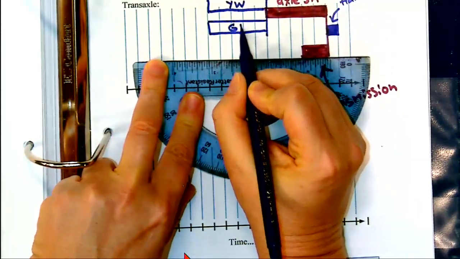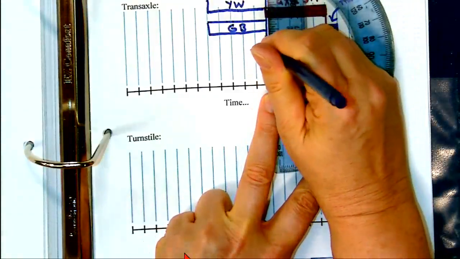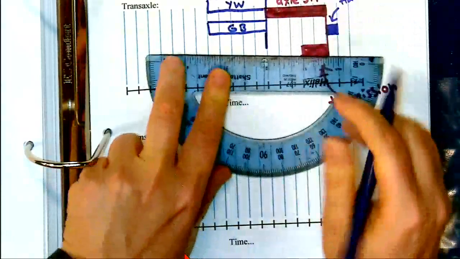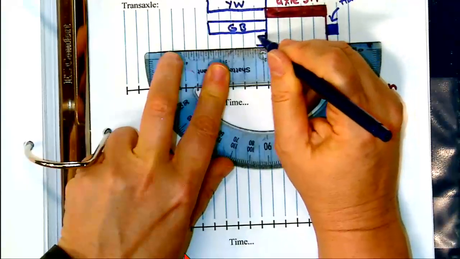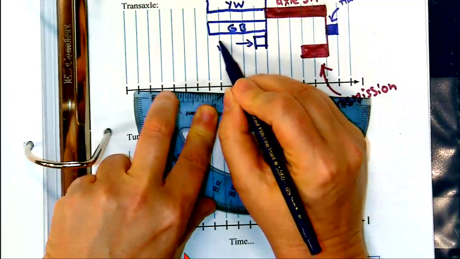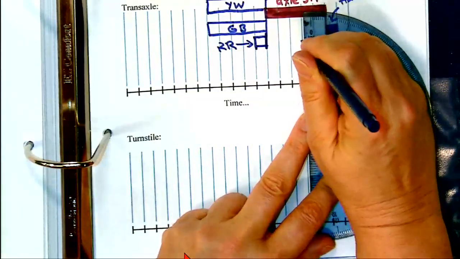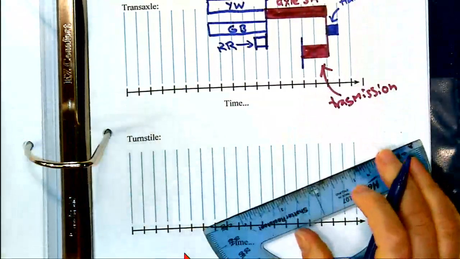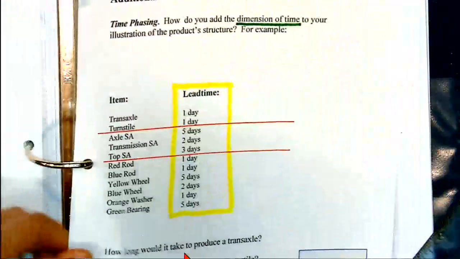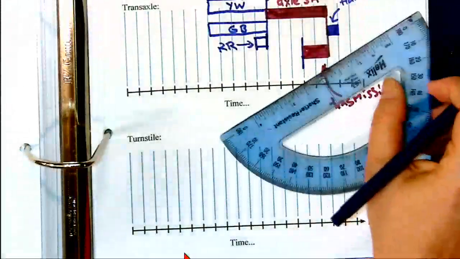But that is for the green bearing. And the red rod had a shorter lead time. We only wait 1 day, so we're recognizing that day right in there. That's the red rod. For the transmission subassembly, we need a blue rod and a yellow wheel. Better check on the blue rod. Blue rod, oh, it's also only 1 day lead time.